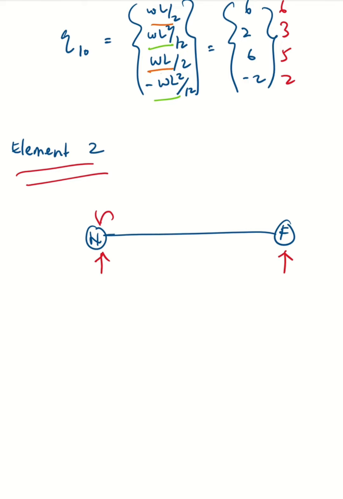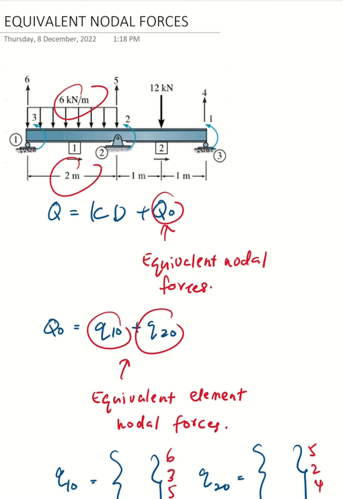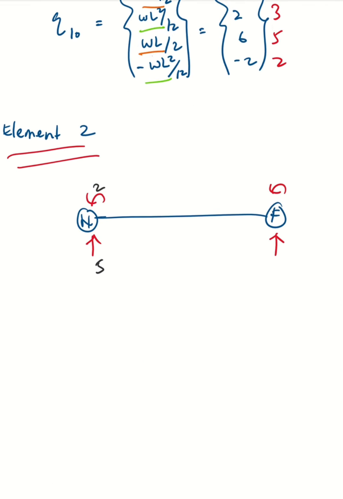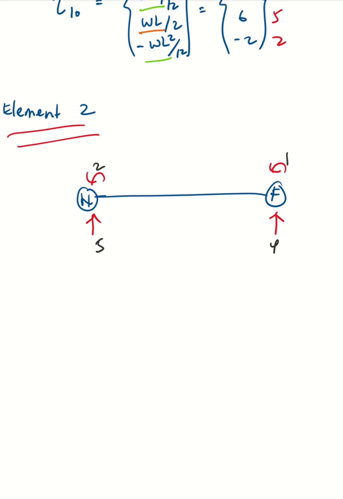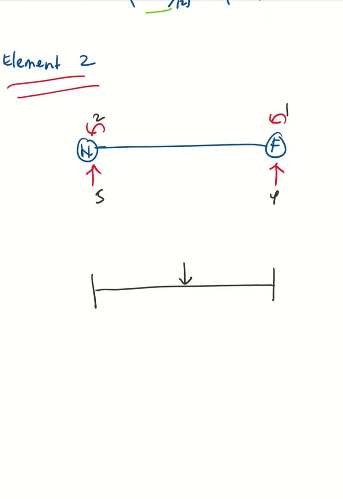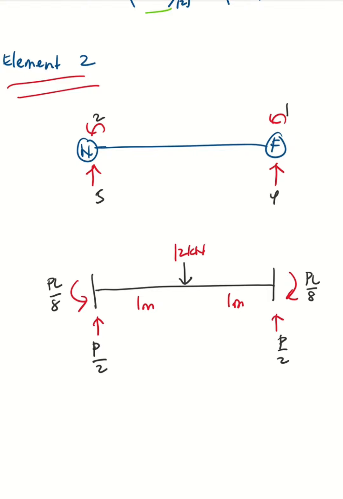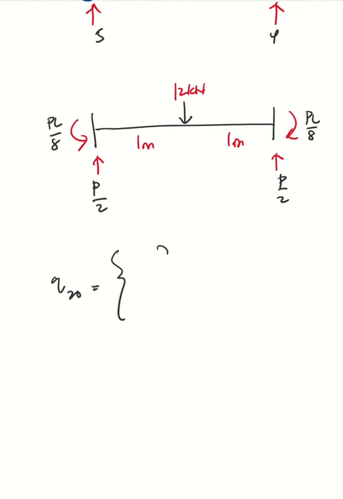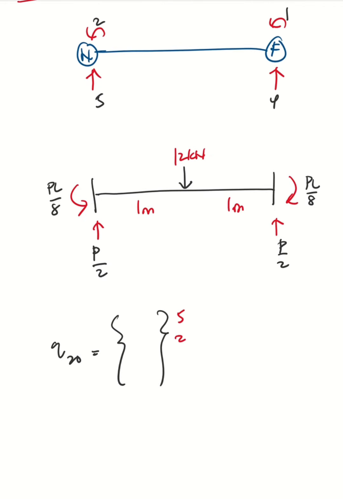We draw element number 2, we put the degrees of freedom, and then Q2 naught, actually, we label the same as we label K2. It is 5241. And then we have to draw the fixed end reaction. We label and we calculate the vertical reaction as well as the fixed end moment. And then we have to compare.